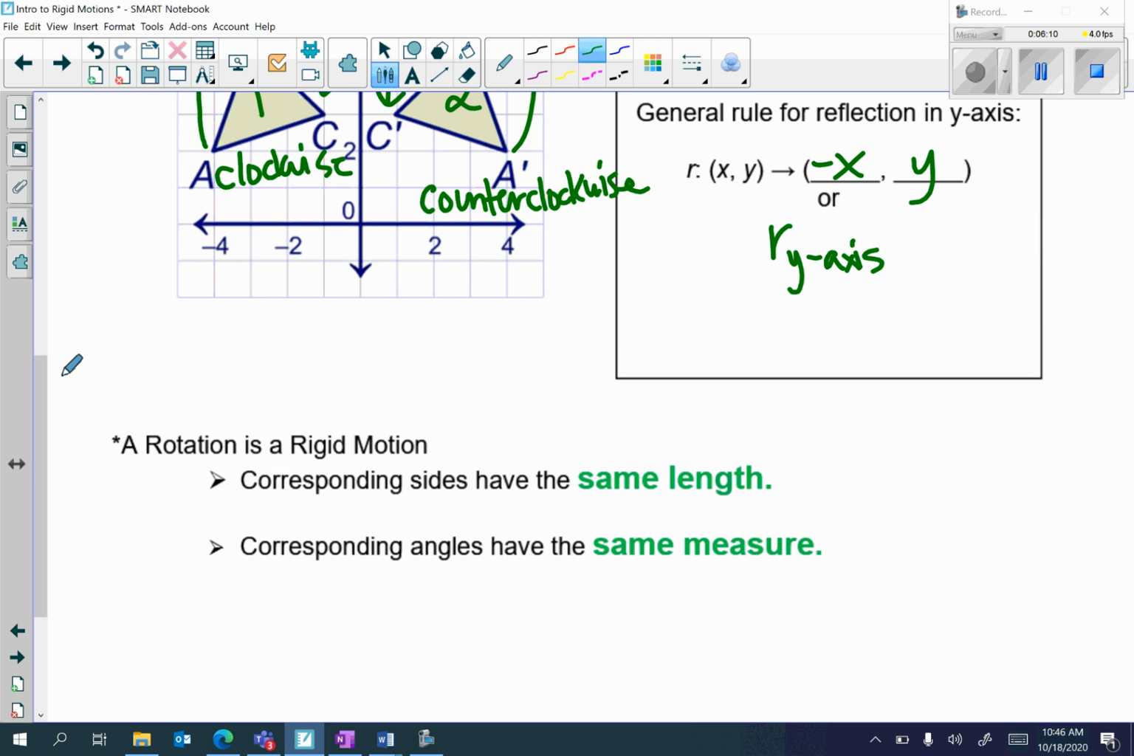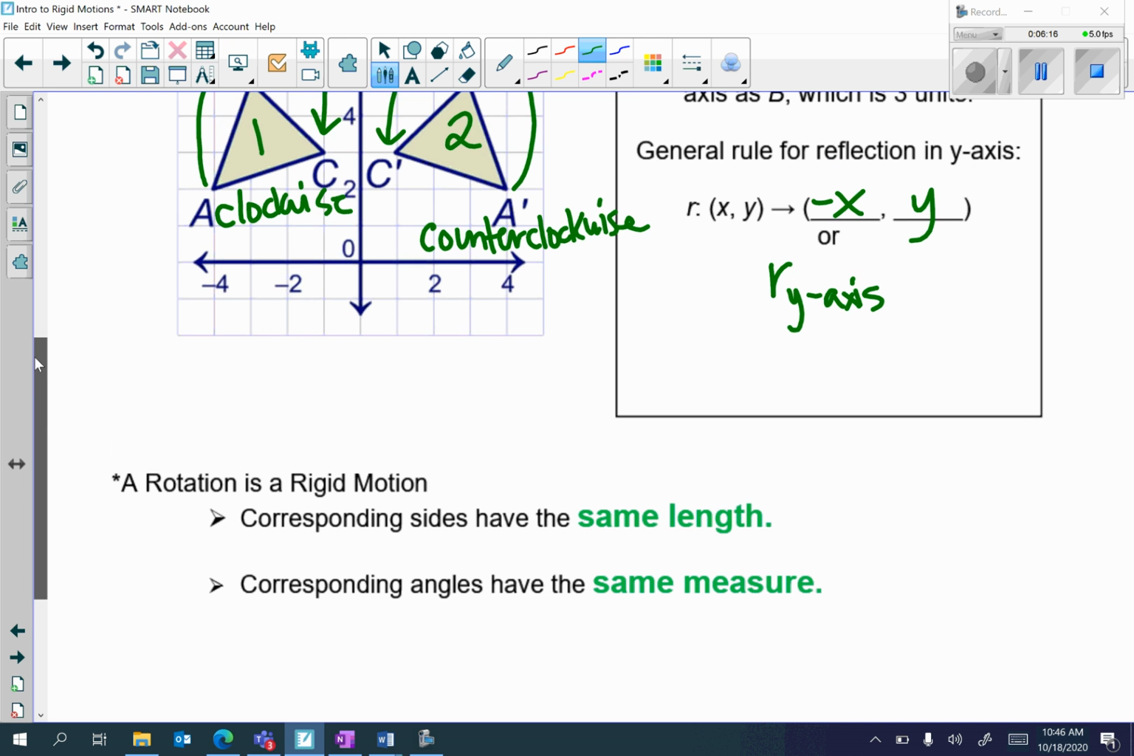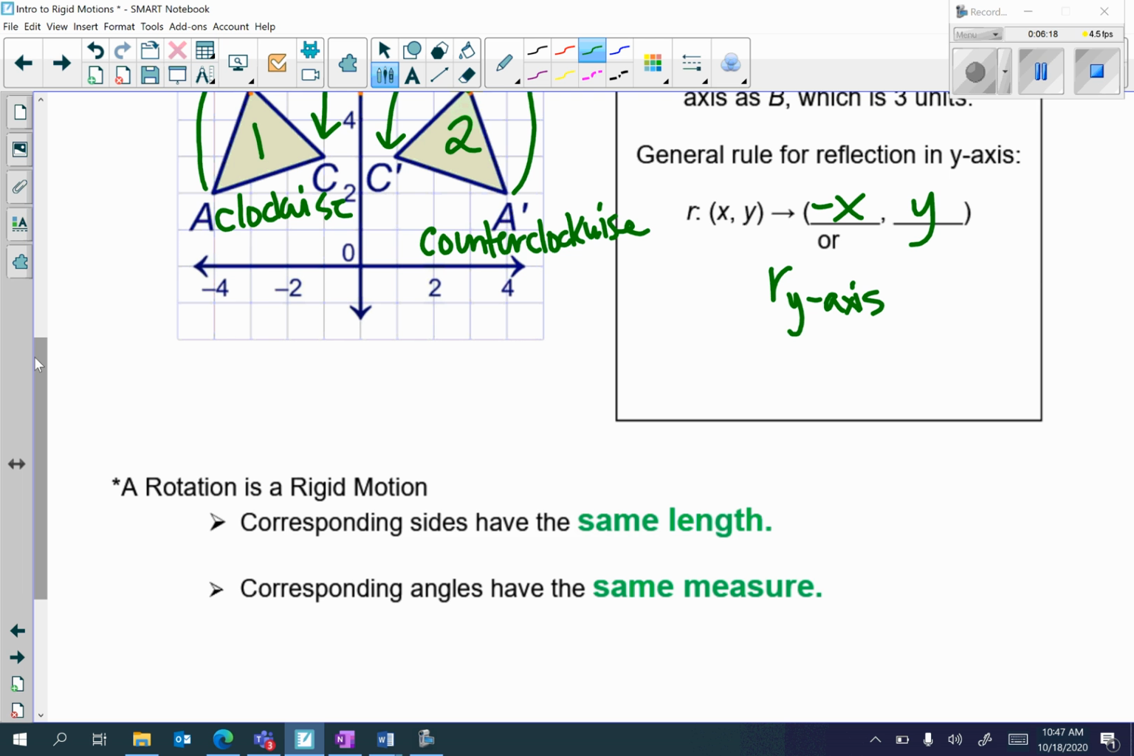Lastly, a reflection is a rigid motion because the corresponding sides have the same length and the corresponding angles have the same measure. The images are congruent. They don't change shape or size.